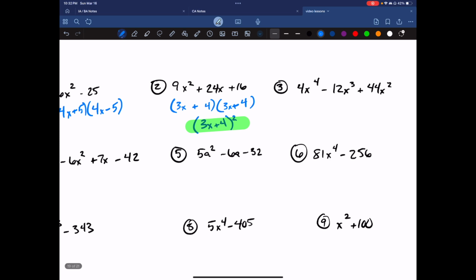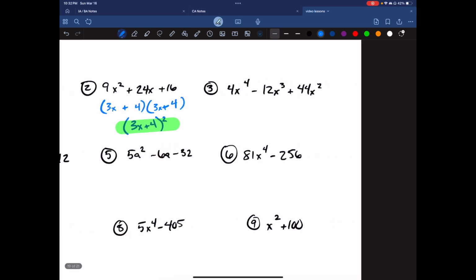Number three, we have x to the fourth, x cubed, x squared. So I know all of them have at least an x squared that I can pull out. With 4, 12, and 44, I know that every one of these has at least a 4 that I can pull out. So I'm going to pull out a 4x squared, and that's going to leave me with x squared minus 3x plus 11. And then that trinomial doesn't factor. So this is my answer. This is just a simple GCF problem.